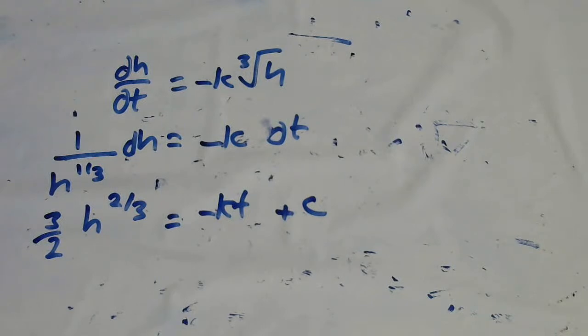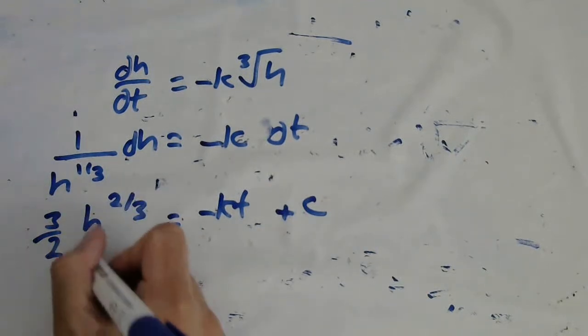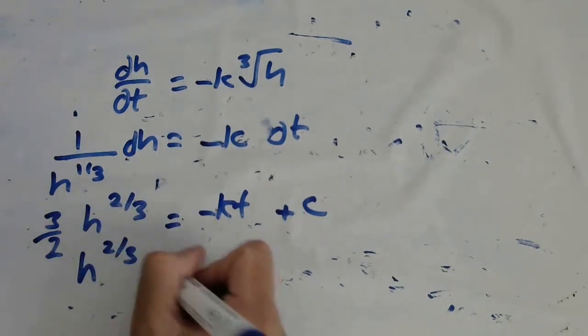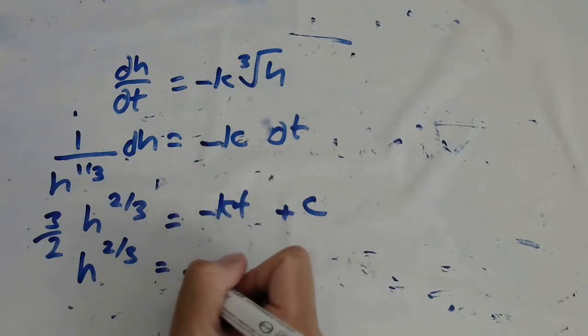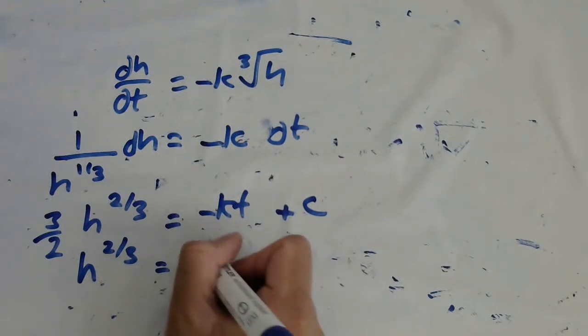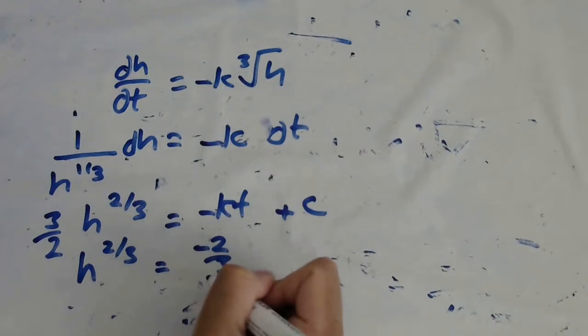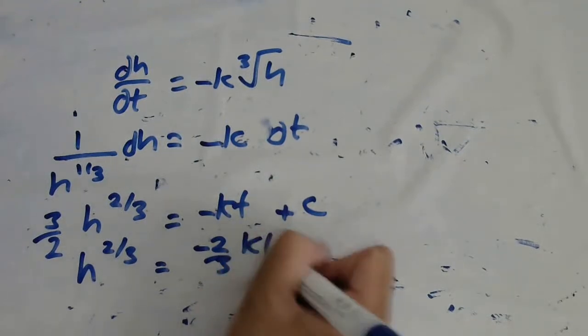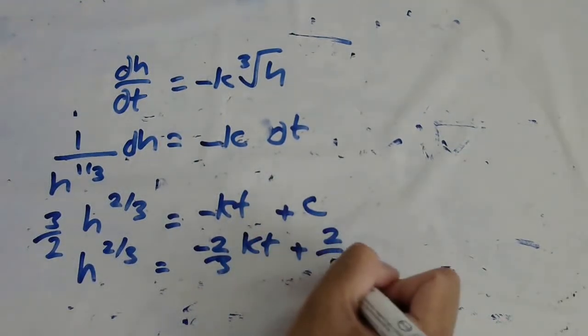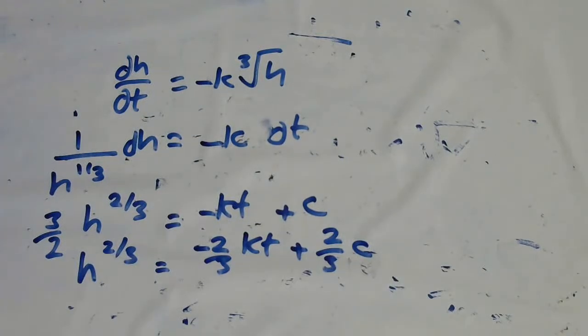If you get rid of the 3/2, what do you get? Yeah, you get this, don't you? So you get h to the 2/3, divided by 3/2, which is the same as times by 2/3. So minus 2/3 kt plus 2/3 c. That seems okay. Seems fair enough.